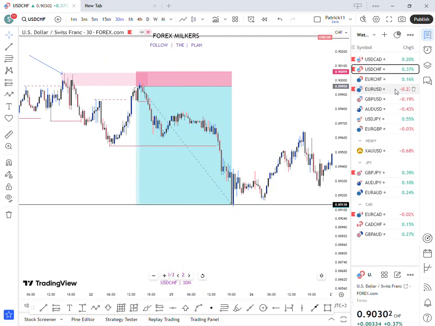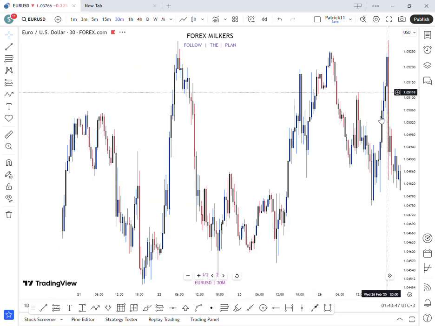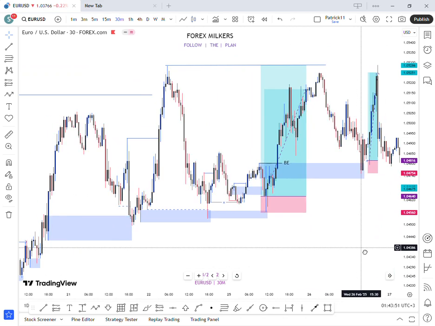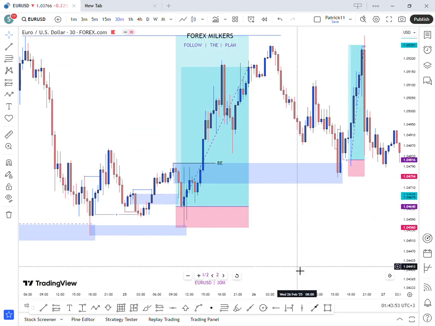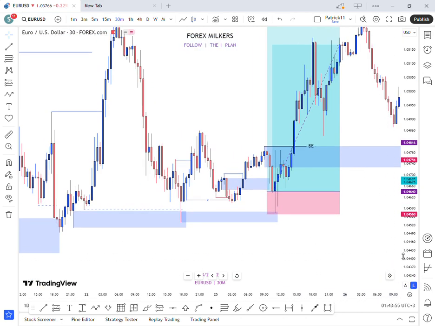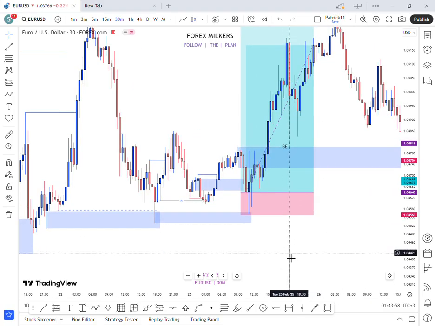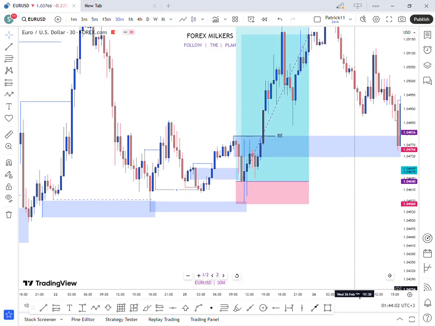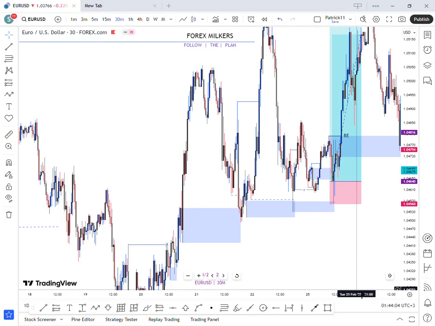Another example, it could be this one over here, this one. So a lot of examples, it happens over and over and over again.